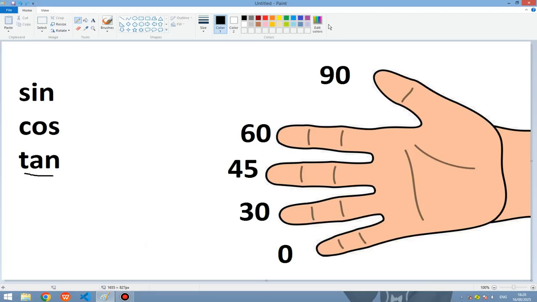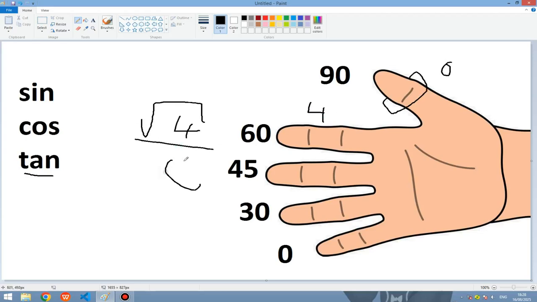For the next case, you can say take tan 90. When we take tan 90, we have 4 fingers below and 0 fingers above. So that is the square root of 4 on 0. The square root of 4 is 2. 2 on 0 is equal to infinity. So tan 90 is equal to infinity.